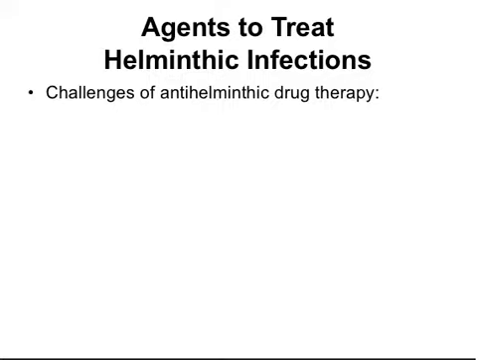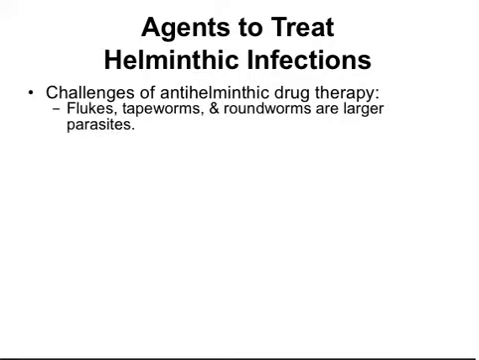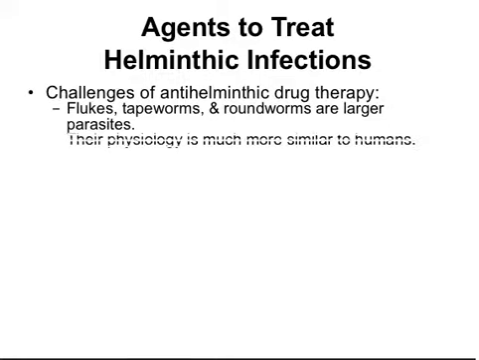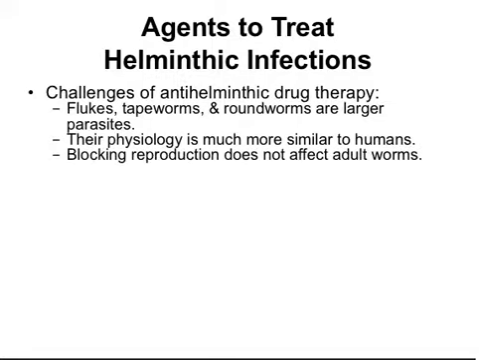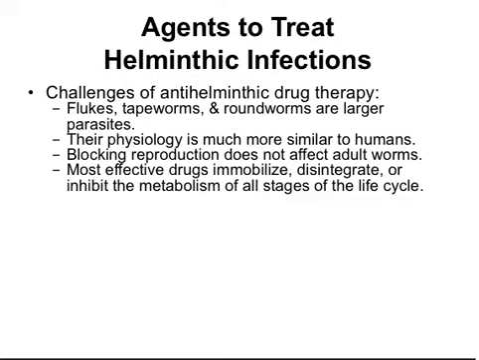Antihelminthics face the same challenges as antiprotozoals. Flukes, tapeworms, and roundworms are larger parasites, and their physiology is even more similar to humans than single-celled protozoans. Blocking reproduction does not affect adult worms. The most effective drugs are going to immobilize, disintegrate, or inhibit the metabolism of all stages of the life cycle.